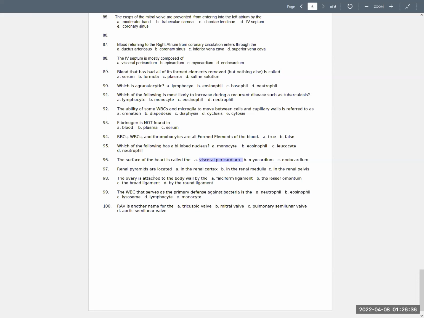Renal pyramids, number 97, are located in the medulla. 98 is a repeat question. I probably was working up the test and then was going to cut some out, but it's not your test anyway. But 98, the ovary is attached to the body wall by the broad ligament again.